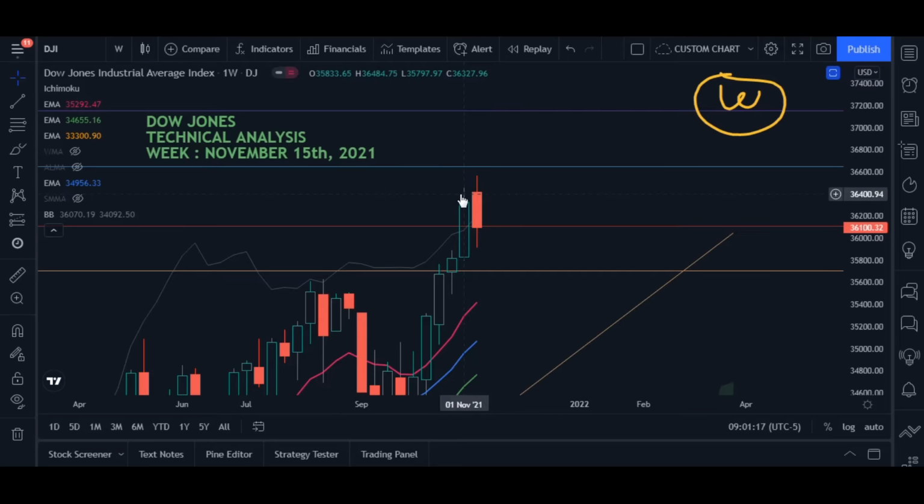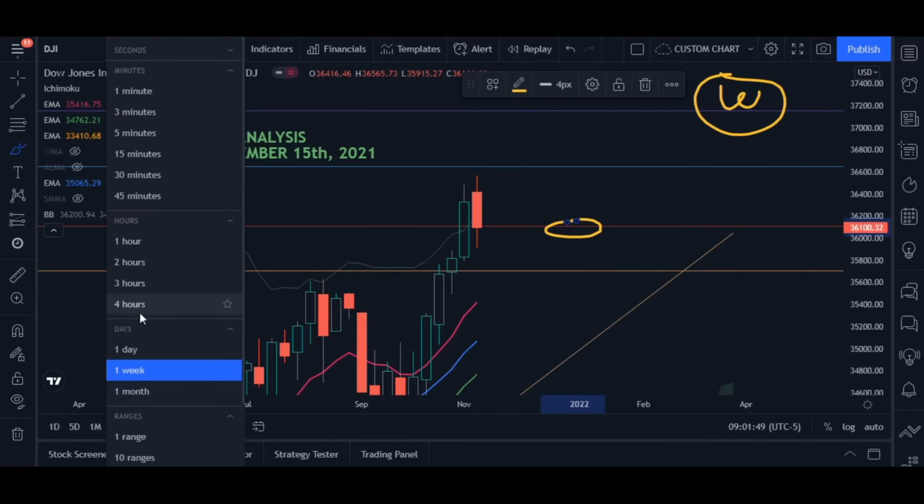If you remember or if you have seen my last video of Dow Jones technical analysis for November 8th, last week, in that video I had clearly mentioned that the market is going to come down. And whenever the market comes down, it is expected to hit the moving averages and the support. In this case, the market came down and it hit the support.